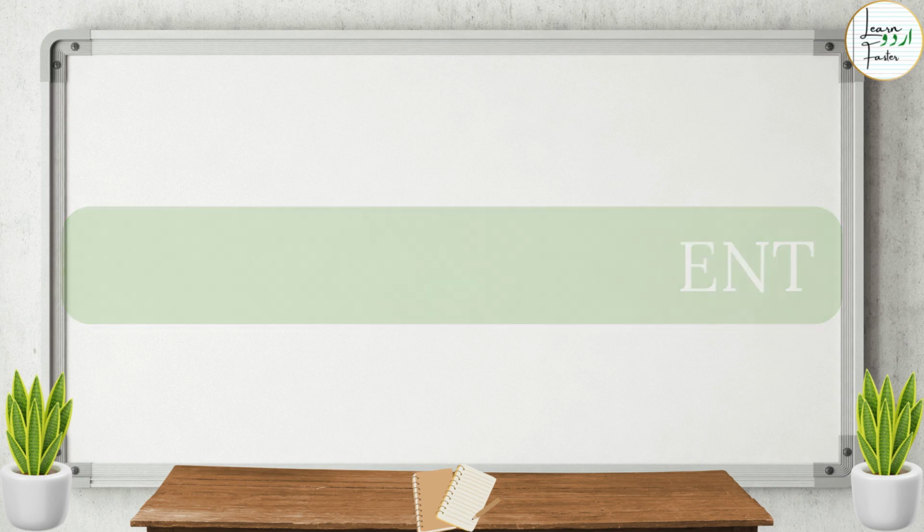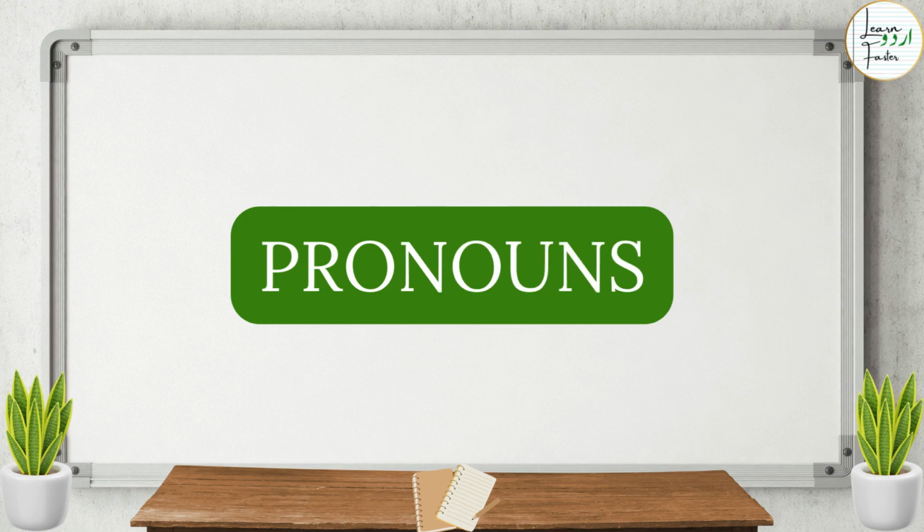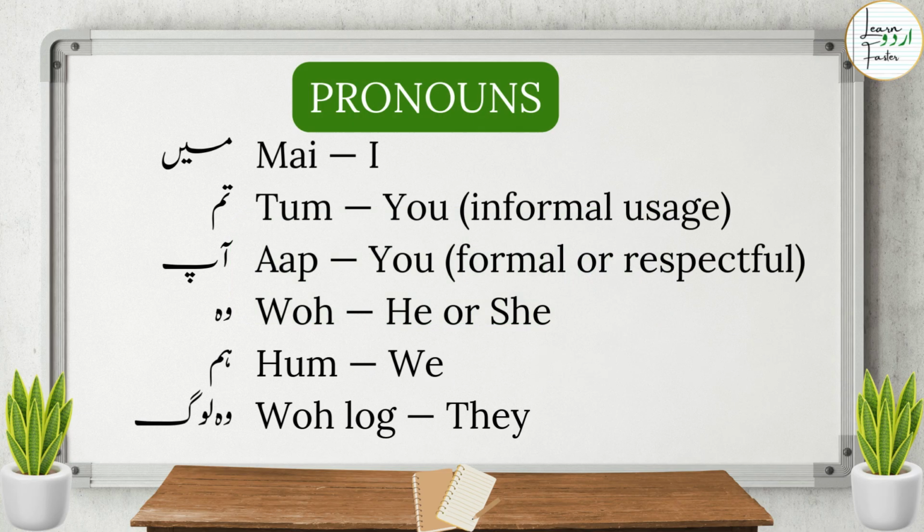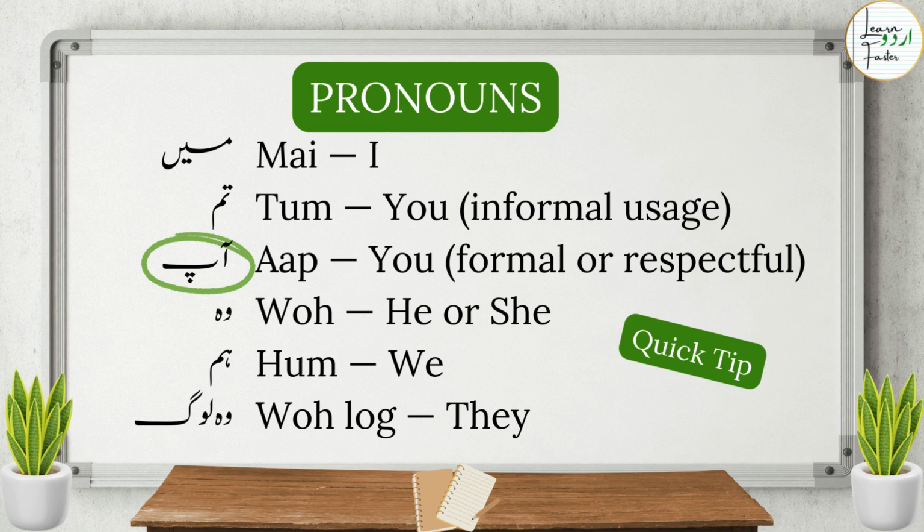Now, before we go further, let's learn the pronouns, the words for I, you, he, she, they and we. Repeat after me. मैं, I. तुम, you, informal usage. आप, you, formal or respectful. वो, he or she. हम, we. वो लोग, they. Here's a quick tip. Use आप when speaking to elders, strangers, or anyone you want to show respect to. Use तुम with close friends or younger people.